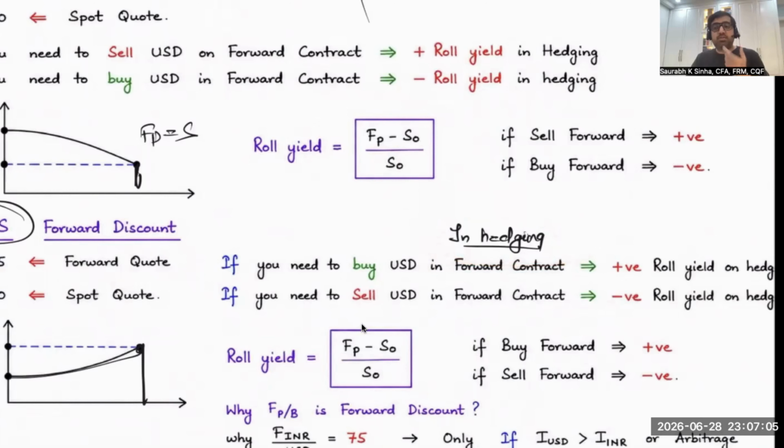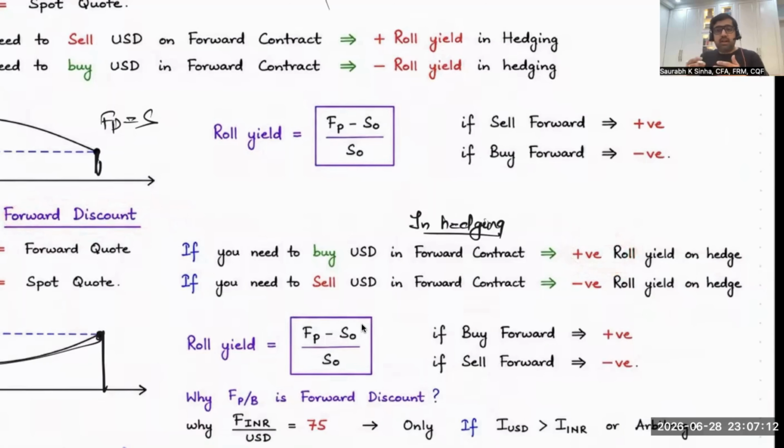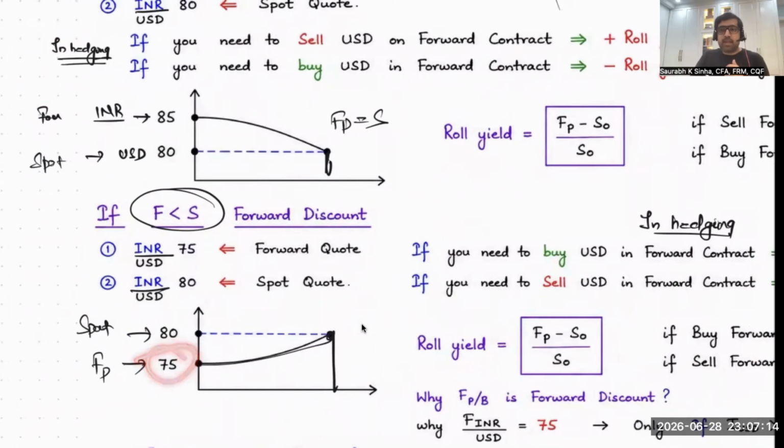And that's why I have said and written here that in hedging, if you have to hedge your USD exposure by buying USD in a forward contract, and it is in a forward discount, then you will make a positive roll yield because you're buying cheap and you're selling at a higher price. Earlier you entered as a forward seller. Here we want to enter as a forward buyer.